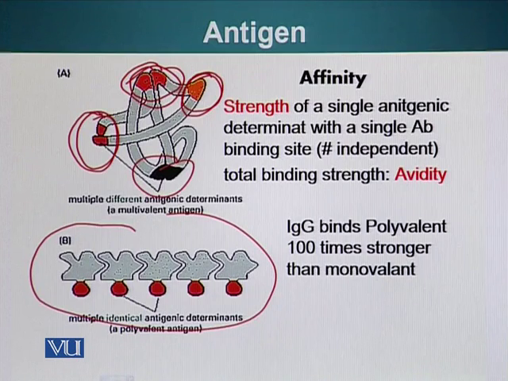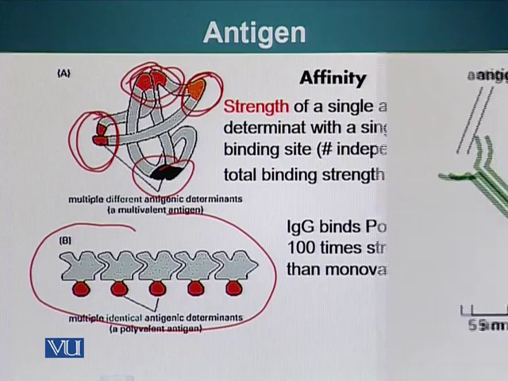So affinity is the strength of a single antigenic determinant with a single antibody binding site, and it is number independent. The total binding strength of an antigen is called avidity. IgG can bind, for example, here we have seen a polyvalent antigen. So IgG can bind antigen which is polyvalent 100 times stronger than a monovalent. So it is exponential. The binding strength is exponential if an antigen is polyvalent.